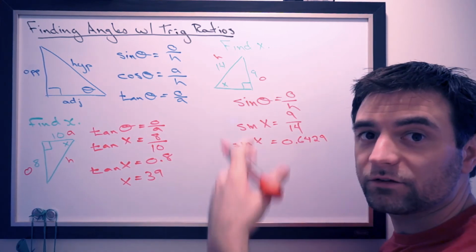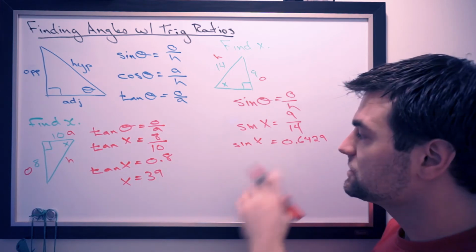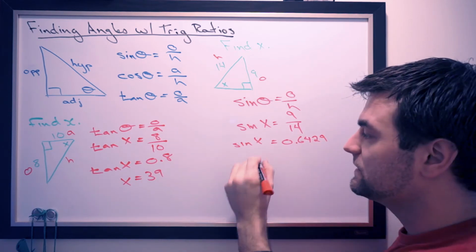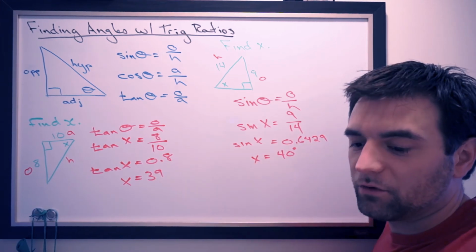And now, under the sine column on my worksheet, I'll find the closest number to 0.6429. In this case, the closest number is going to be about matching up with 40 degrees.